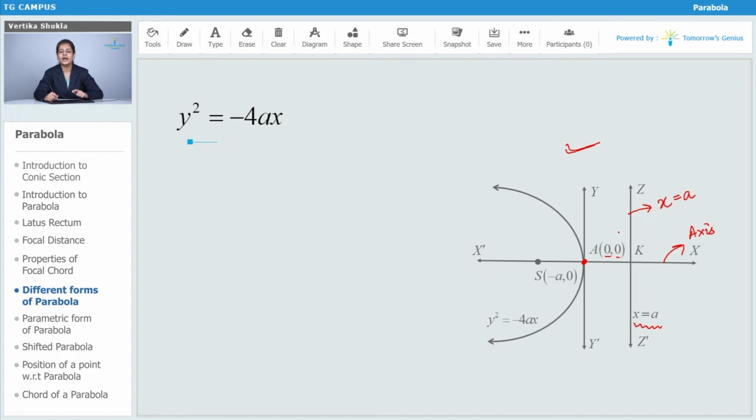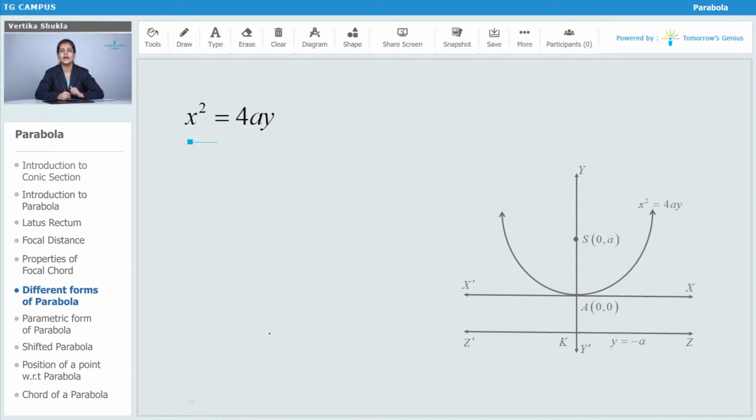What is the tangent at vertex? Y-axis is your tangent at vertex, whose equation we can very clearly see will be x is equal to 0 because it is the y-axis. So this is your second standard form of parabola, which is given by y square is equal to minus 4ax. The third standard form is x square is equal to 4ay.